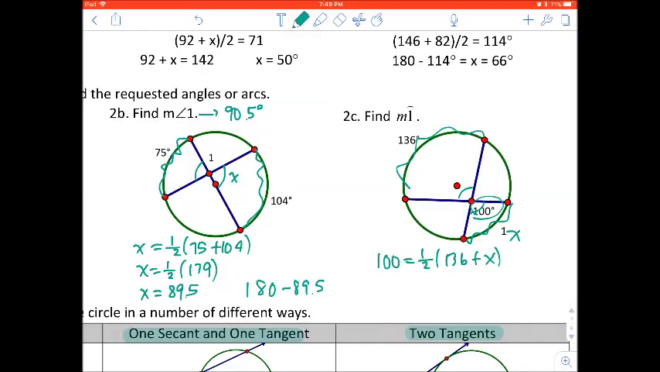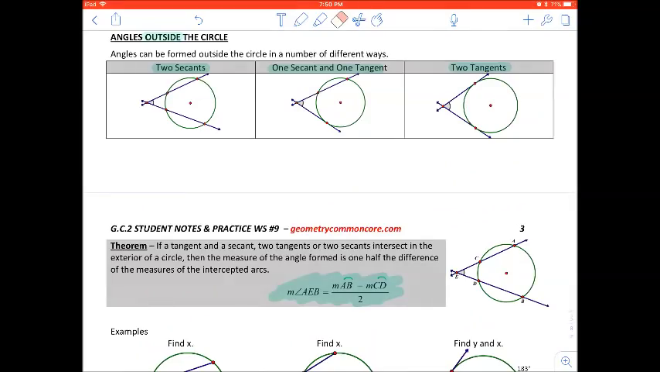I'm going to go ahead and solve it and try to do it efficiently. I'm going to multiply both sides by 2 to eliminate the half, and I get 200 equals 136 plus x. And from here, if I subtract 136 from both sides, I get 64 is equal to x, and I am done. 64 degrees for the measure of x.